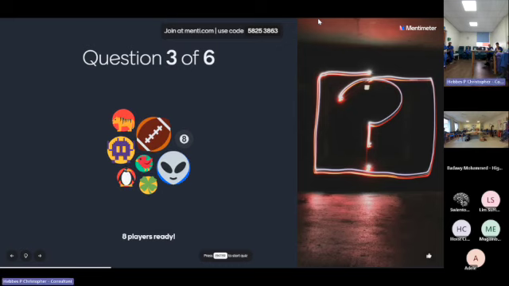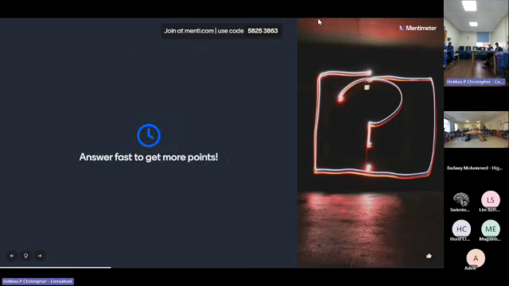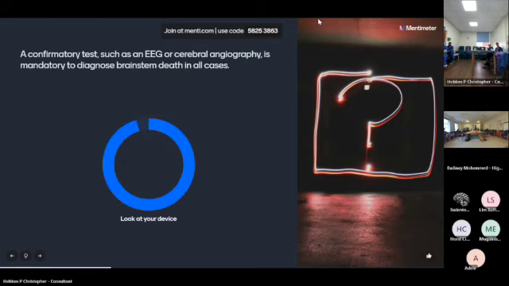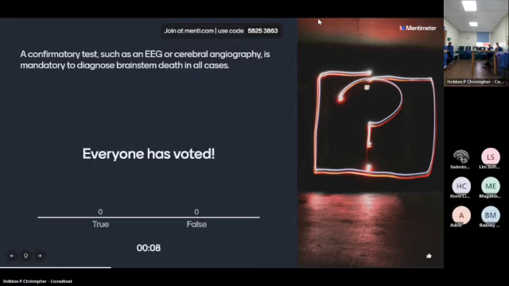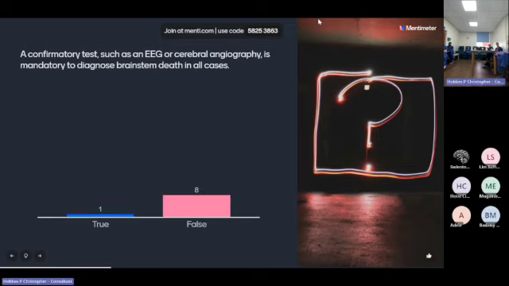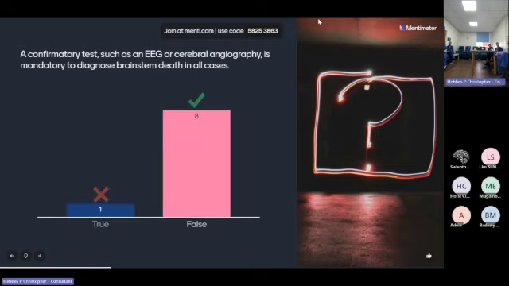Question 3. Confirmatory tests such as an EEG or cerebral angiography are mandatory to diagnose brainstem death in all cases. Voted very quickly there. Okay, so that's false.